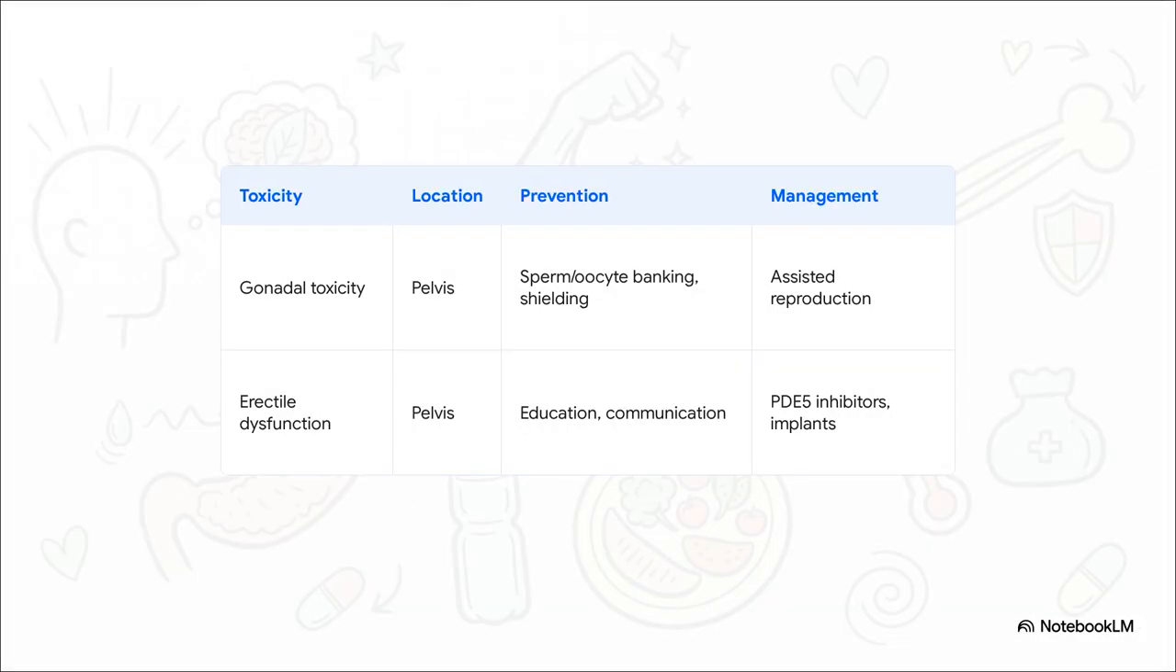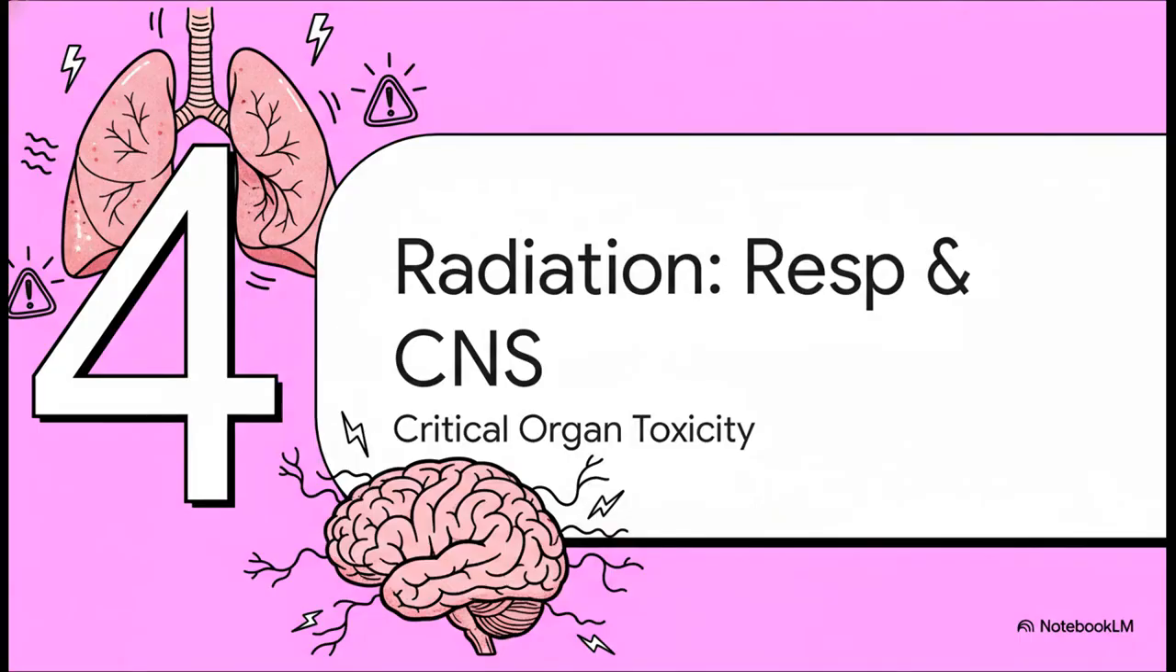When it comes to reproductive toxicities, you have to be proactive. Those conversations about fertility preservation, like sperm or egg banking, they have to happen before treatment starts. Then, for functional issues that pop up after treatment, we've got tools like PDE5 inhibitors for erectile dysfunction or vaginal dilation. All right, moving on, let's talk about the lungs and the central nervous system.